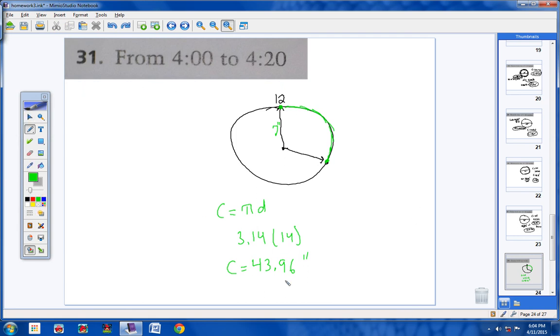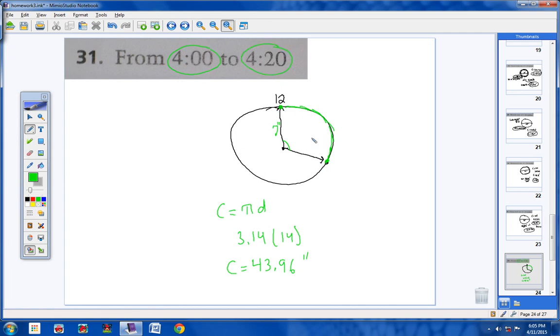Now, this is the total circumference, so I've got to find this part of the circumference. You're like, Mr. Arrow, we've always had an angle before, like 110 degrees, and we could take 110 degrees and put it over 360. I know you're used to that, but they didn't give us an angle, so think of another way that you can find what fraction of the circle this is. Guys, think minutes. The minute hand, when it traveled from here to here, traveled how many minutes? 20 minutes. From 4:00 to 4:20, it traveled 20 minutes.